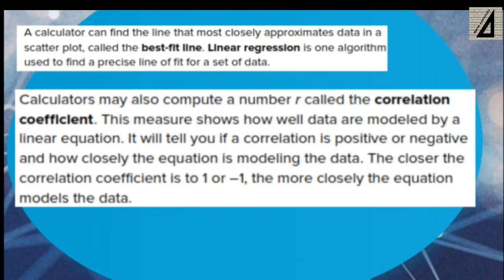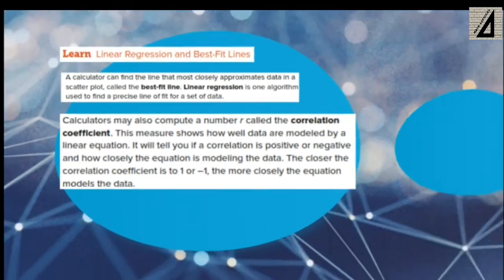The correlation coefficient, which is R, measures how well data are modeled by a linear equation. It will tell you if a correlation is positive or negative and how closely the equation is modeling the data. The closer the correlation coefficient is to 1 or -1, the more closely the equation models the data.